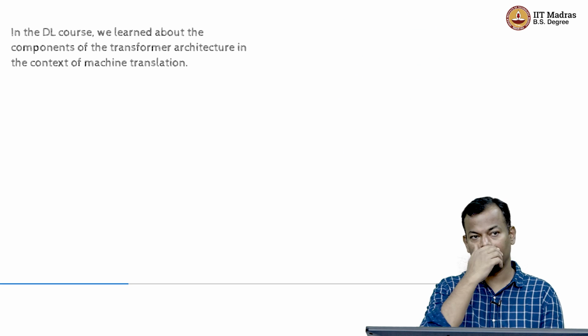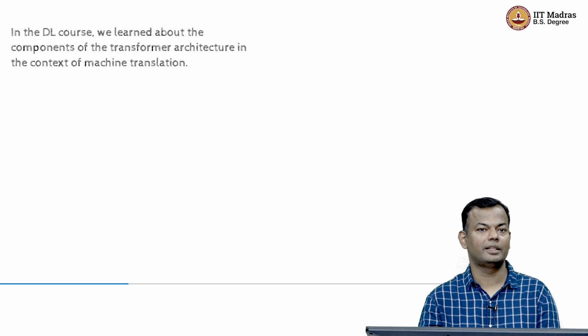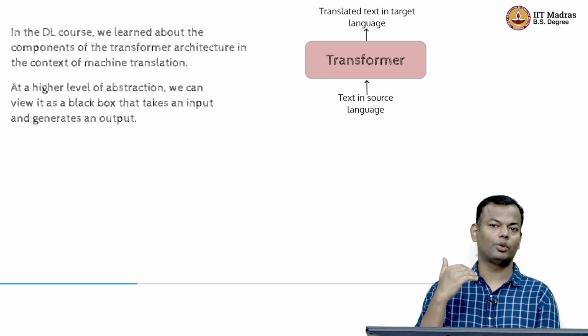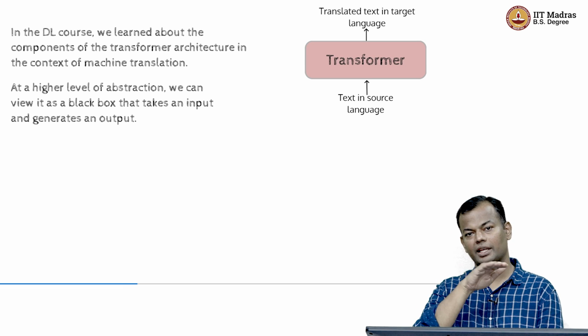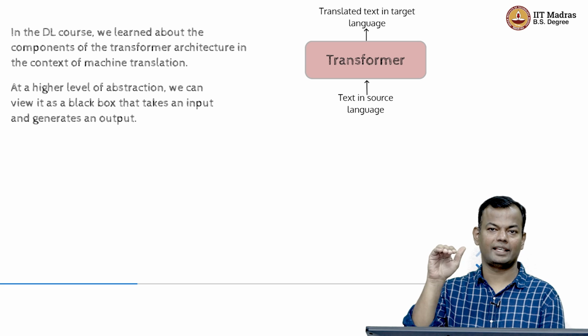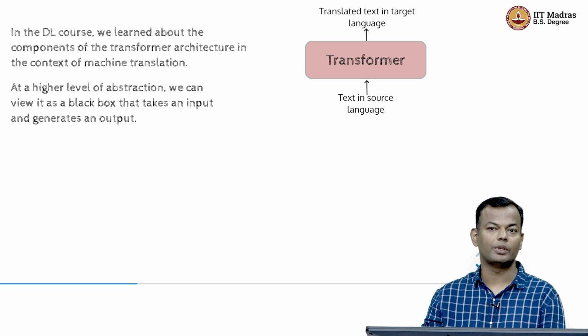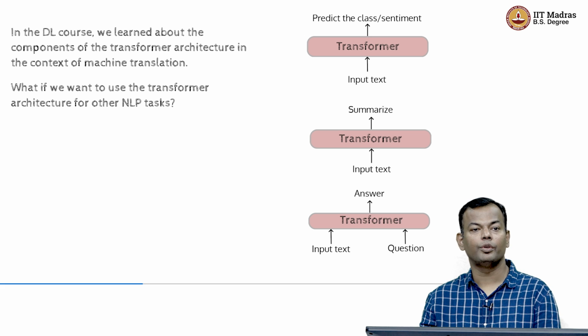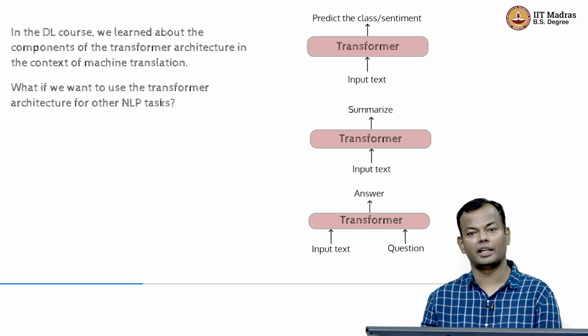So let me start by motivating. In the deep learning course, we had seen the transformer architecture in the context of machine translation. At a higher level, you could think of it as something which takes a sequence of tokens or text as input and produces a sequence of tokens or text as the output. Now, what if you want to use this architecture for other NLP tasks?